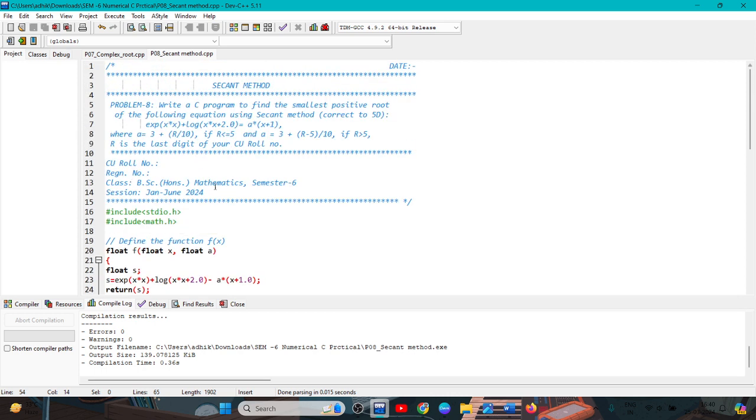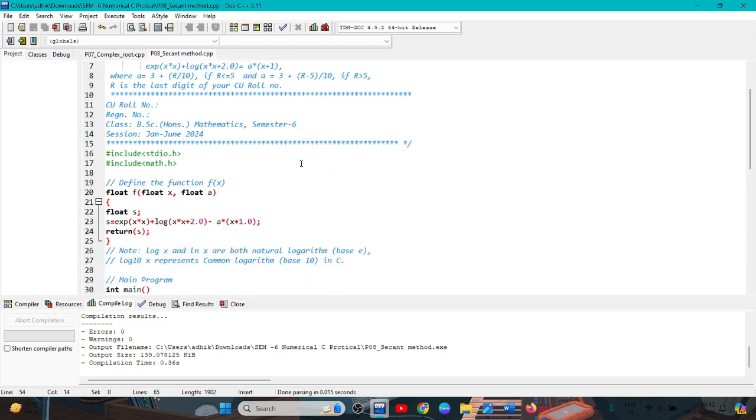And this is the problem where a is equal to 3 plus r by 10 if r is less than or equal to 5, and a equal to 3 plus (r minus 5) by 10 if r is greater than 5. So when r equal to 0, 1, 2, 3, 4, 5, you put this value of a, and when r equal to 6, 7, 8, 9, you put this other value of a.